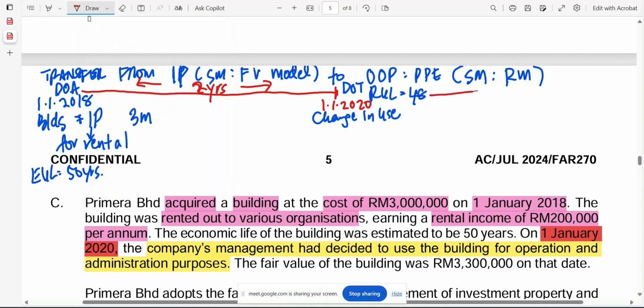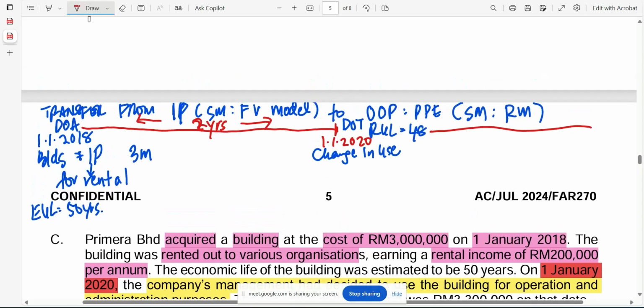Okay, this is still 2020. So what you need to understand is that there is also some information on rental income. Rental income is here. You should know how to record it: if you receive the income, debit bank, credit rental income. So rental income here is 200,000 per annum, every year. That one is going to be your income.